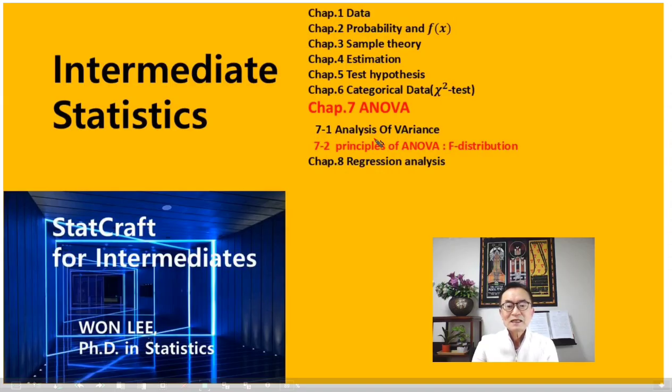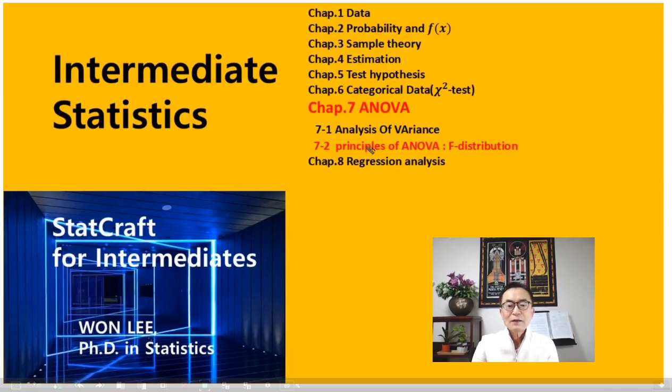One is that the K groups are independent. Two, the K groups follow a normal distribution. Three, the K groups' variances are equal. Okay, those three of them are prerequisites.